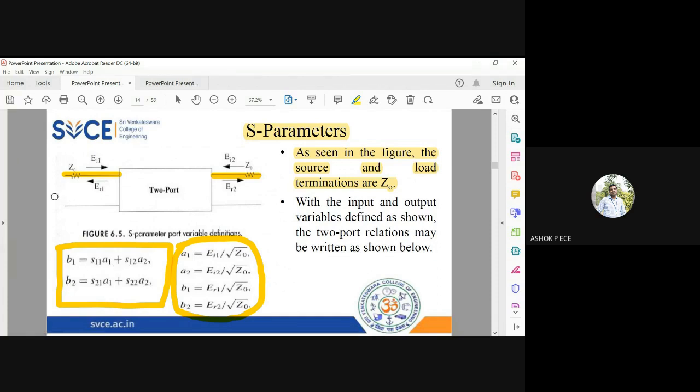So remember, all the A's are incident. A1 means the input, the first port, is A1. So the A1 will come somewhere here. And the second port is A2. So A2 will come somewhere here. And B1 is the reflected power, so it will be in the opposite direction. So A1 and B1 will be in the opposite direction. A2 and B2 will be in the opposite direction. Okay, so remember, all the A's are input and all the B's are going to be the reflected parameters.